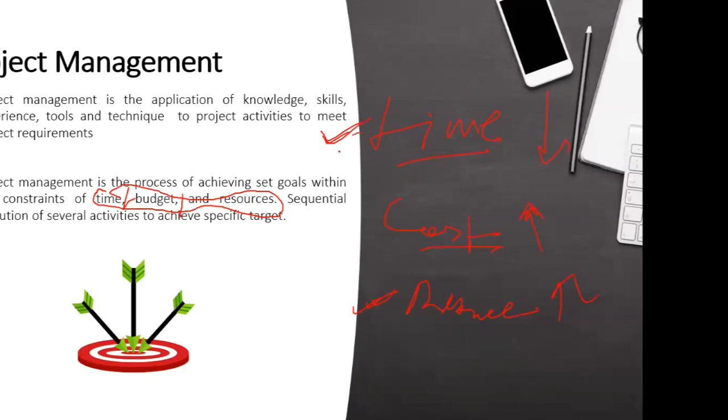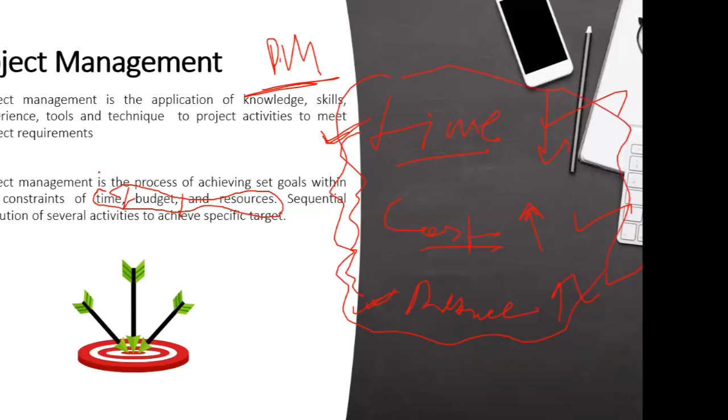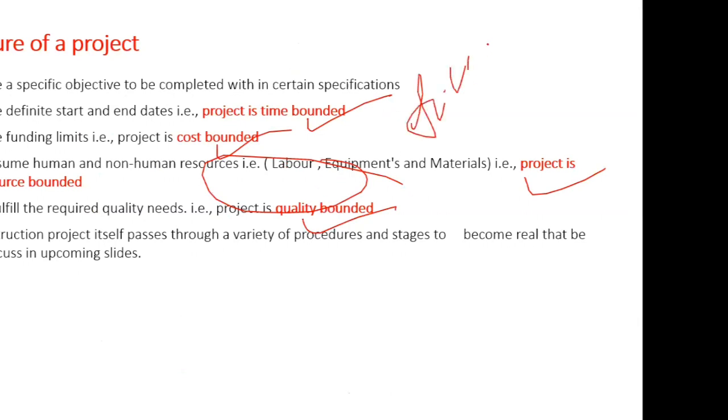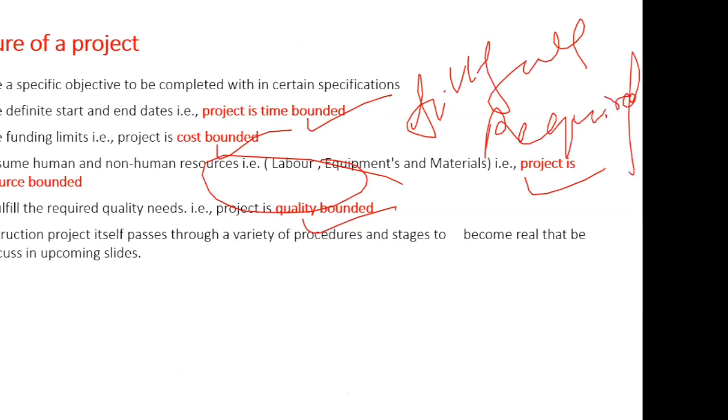These are all interrelated, so as a project manager you need to make sure these three things are running perfectly in your project. Then only will you be able to finish your project in the given time, at the given cost, and within the limitation of resources you have. With the help of this particular software, you can track all these three things perfectly. That's why we are using this. Now, the nature of a project, as I told you, is time bounded, cost bounded, resource bounded, and quality bounded. You also need to fulfill the required quality need. So you need to fulfill all these criteria.